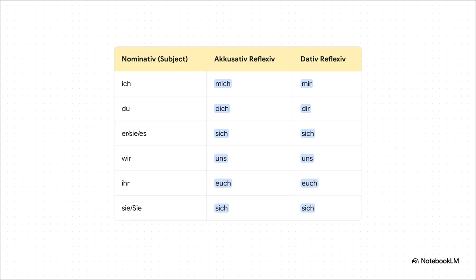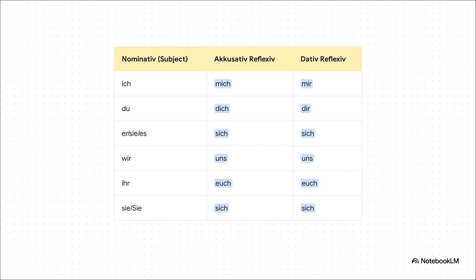On the far left, you've got your regular subject pronouns, I, you, he, she, and so on. Now those next two columns are new tools. The accusative is for when you do something directly to yourself. The dative is for when you do something for yourself. The main ones to watch are for I and you. Mich changes to mir and dich changes to dir.